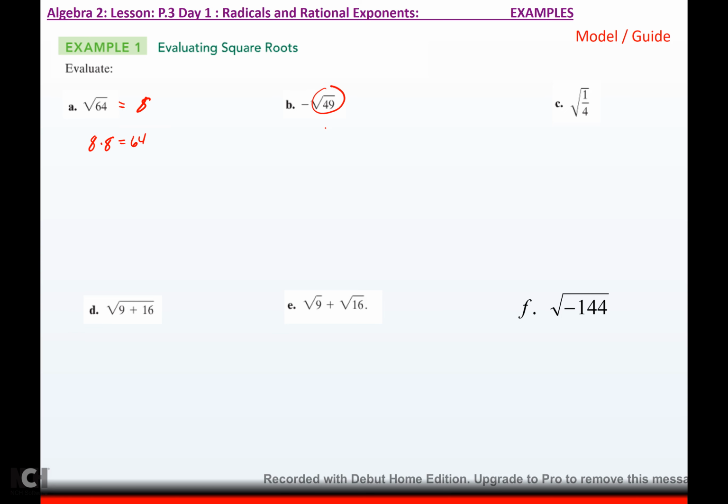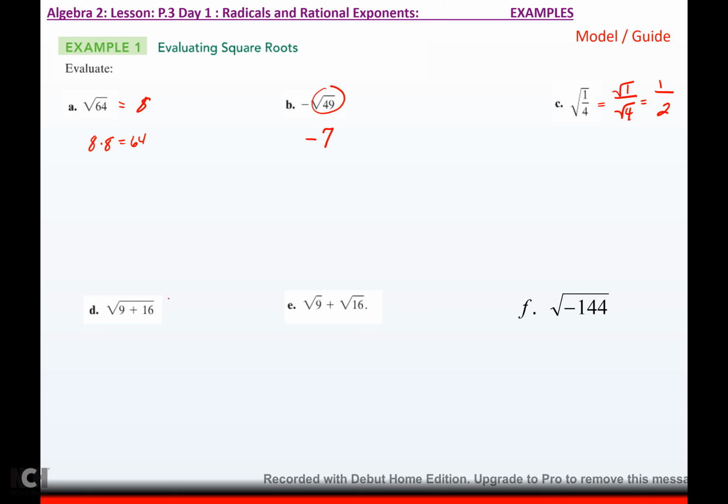Here you do the radical first. Square root of 49 is 7, times the negative is negative 7. When you take the square root of a fraction, you can take the square root of the top and the square root of the bottom separate. So on top, the square root of 1 would be 1. On bottom, the square root of 4 would be 2. So my answer would be 1/2.